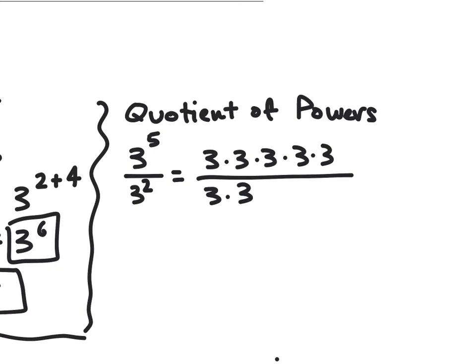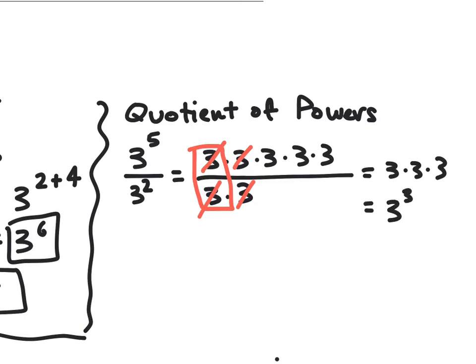So what happens is this: if I were to take 3 divided by 3, this divides out to 1. Sometimes we use the word cancel out, but I use the word divide out to 1. So 3 divided by 3 divides out. Then what are we left with? What we're left with is just 3 times 3 times 3, which gives us 3 cubed. So the question is what do we do with our exponents, 5 and 2, to get 3? And what we do is we subtract our exponents.